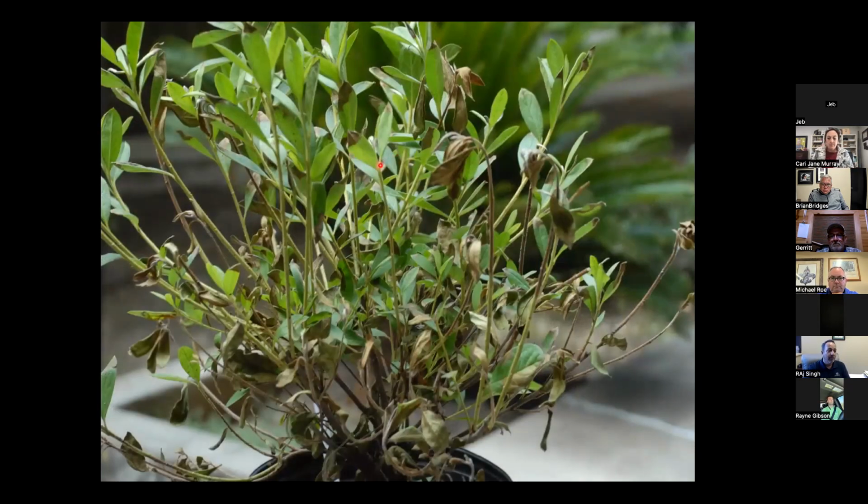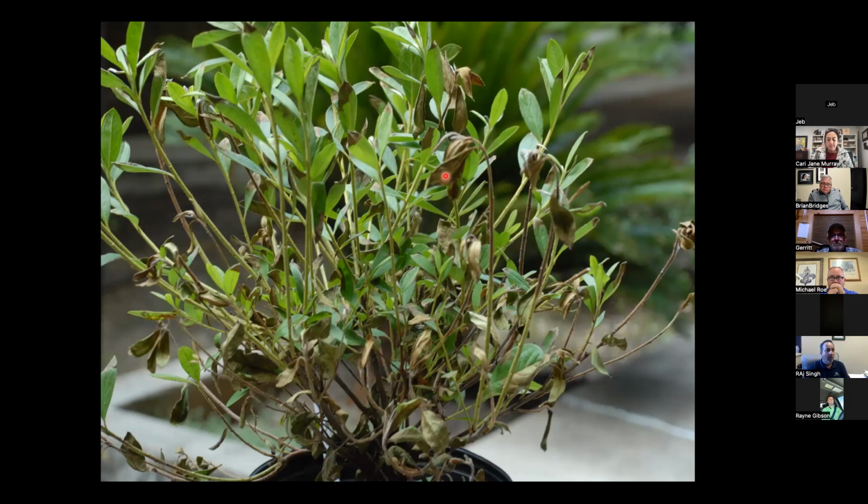At the same time, this is a foliar blight on azaleas. Okay, this is also from a nursery. But in this case, the pathogen is not in the potting soil or in the container. The pathogen is up here in the foliage.